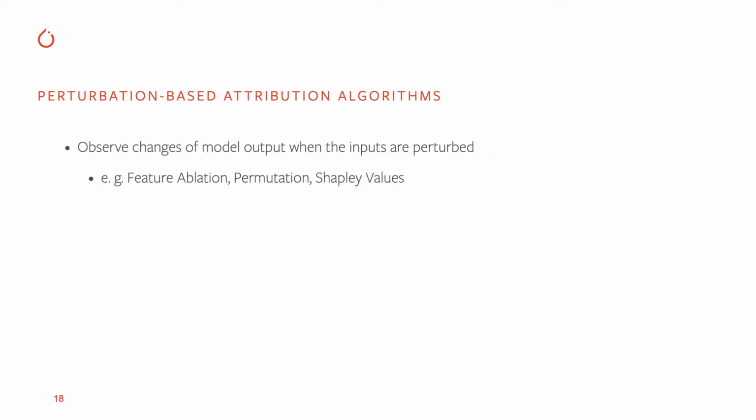In contrast to gradient-based methods, perturbation-based techniques do not require backward passes and gradients, but they require multiple forward passes. Perturbation-based methods look into the differences in the model's output when the input values are perturbed for each input feature in the input X. Feature ablation, permutation, Shapley values, LIME or Kernel SHAP are examples of it. And later in this lecture, we will look into different approaches for perturbation-based methods.